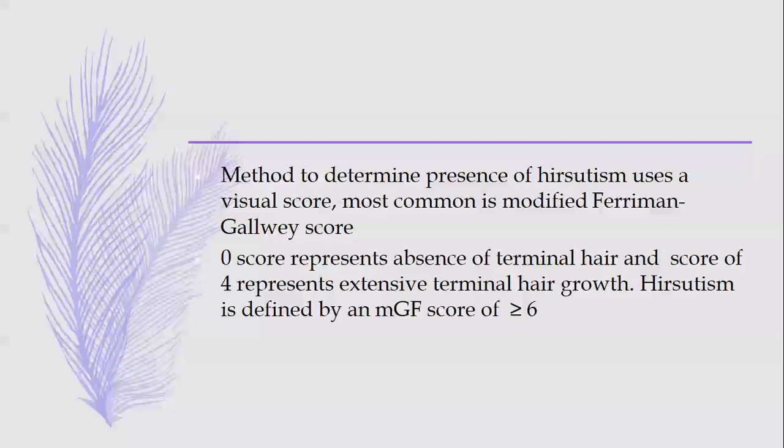If the patient has a score of 4, it represents excellent terminal hair growth. Hirsutism is defined by a modified Ferriman-Gallwey score of more than 6. If she has more than 6, then the patient has hirsutism. Some of the books say 8. So you should first score this patient according to the map.